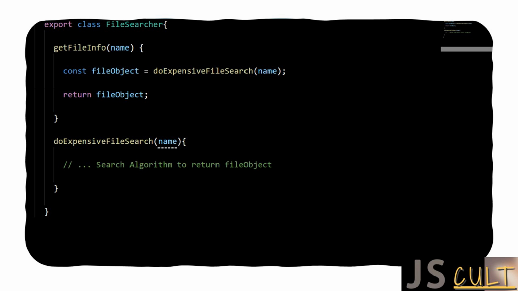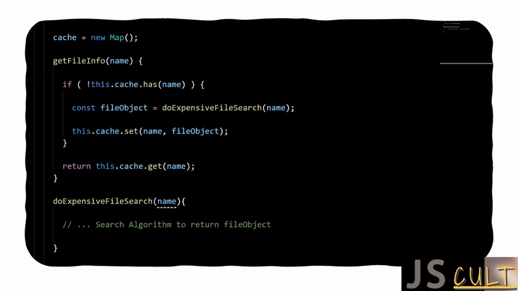Okay, let's take an example first. The getFileInfo method has to find a file, the name of which will come as an argument. Since this is going to be an expensive search operation, we have introduced a cache here that stores the file object the first time. So next time if the same search string comes, it can be returned from the cache.